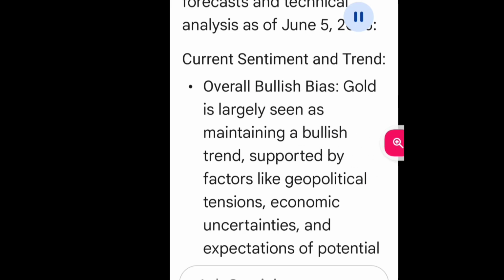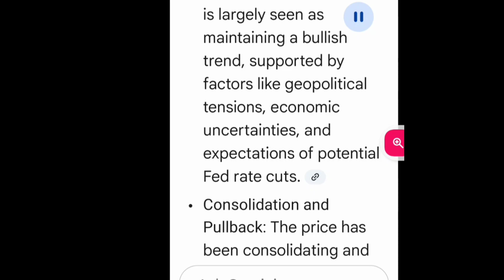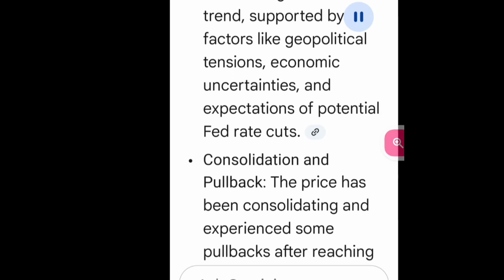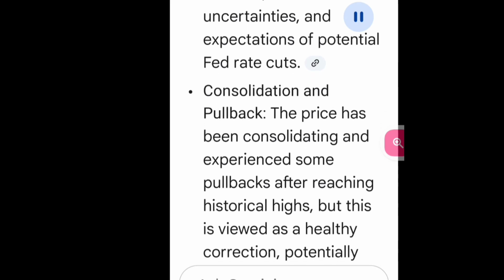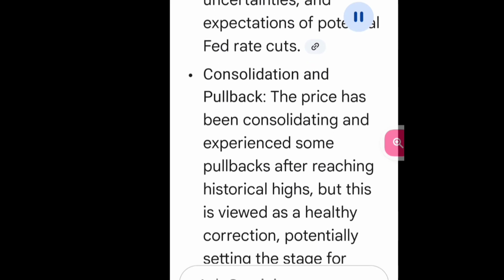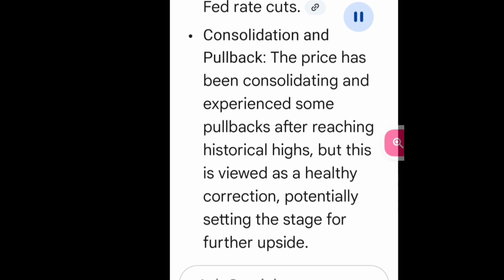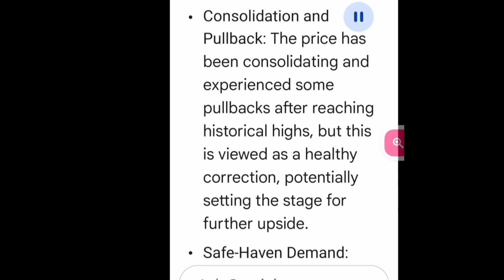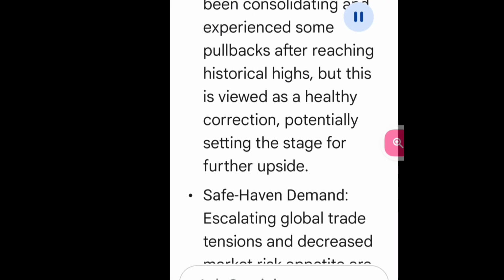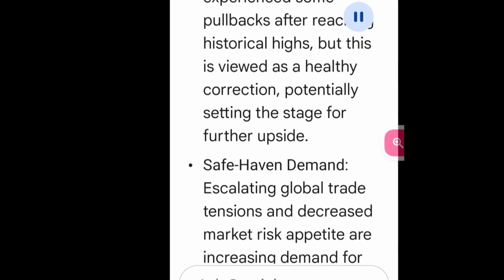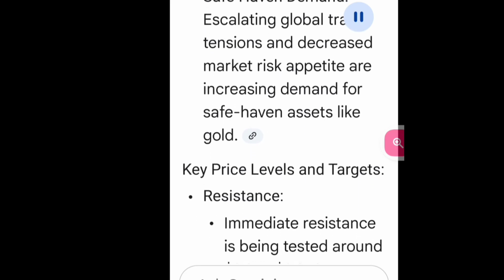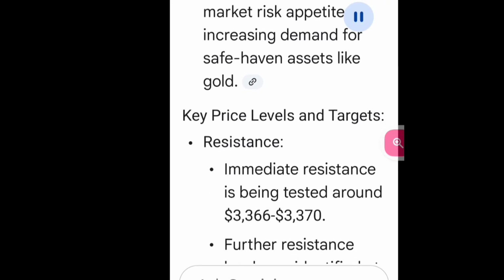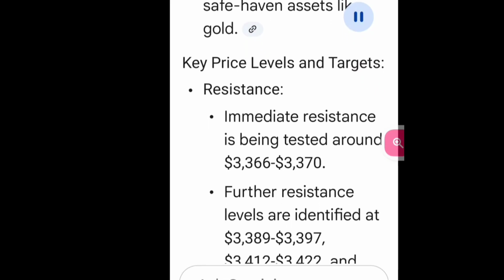Gold is largely seen as maintaining a bullish trend, supported by factors like geopolitical tensions, economic uncertainties, and expectations of potential Fed rate cuts. Consolidation and pullback: the price has been consolidating and experienced some pullbacks after reaching historical highs, but this is viewed as a healthy correction, potentially setting the stage for further upside. Safe haven demand: escalating global trade tensions and decreased market risk appetite are increasing demand for safe haven assets like gold.